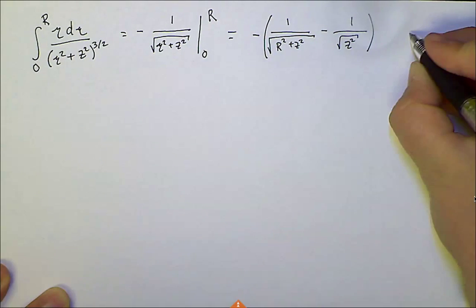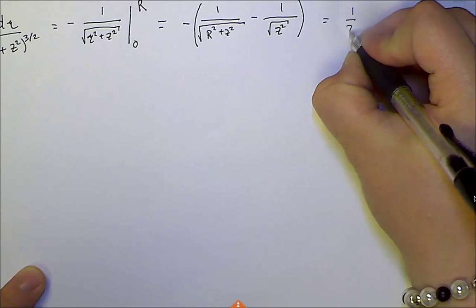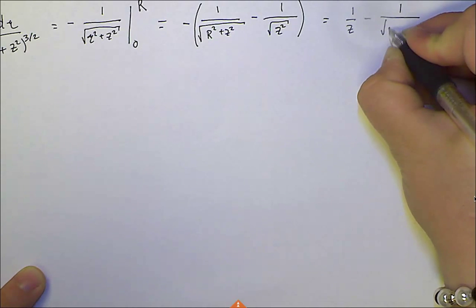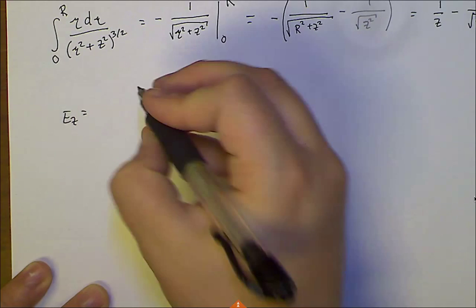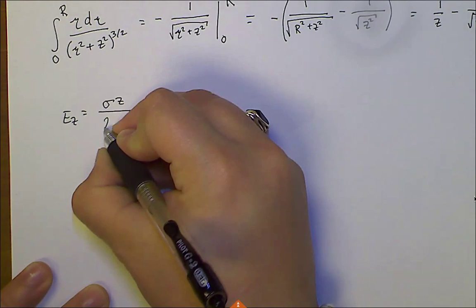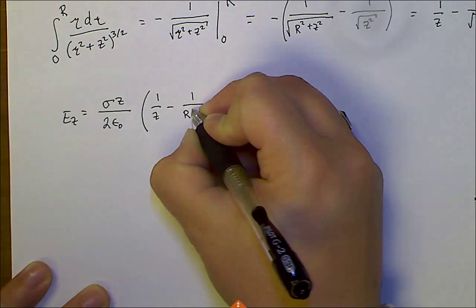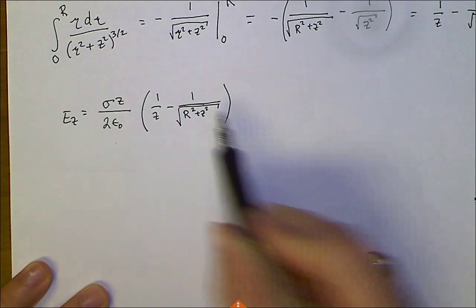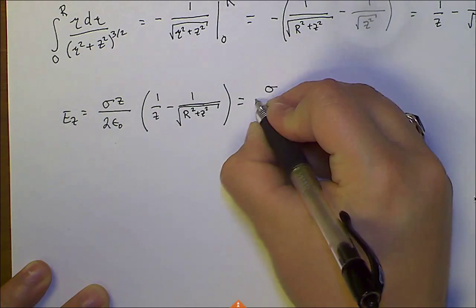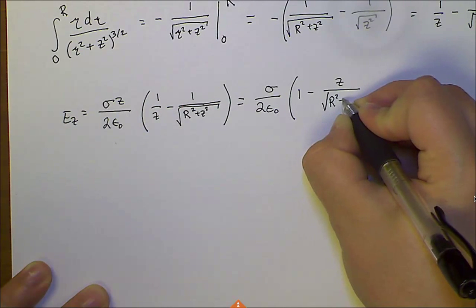So I can write this, there's a little bit more room here, as then minus, and the minus gives me positive 1 over z minus the 1 over the square root of r squared plus z squared. All right, let's plug this into my equation. Ez, remember, is sigma z over 2 epsilon naught times this integral, which I now know is just 1 over z minus 1 over the square root of r squared plus z squared. Now I'm going to multiply my z through, which means I can write this as sigma over 2 epsilon naught times 1 minus z over the square root of r squared plus z squared.